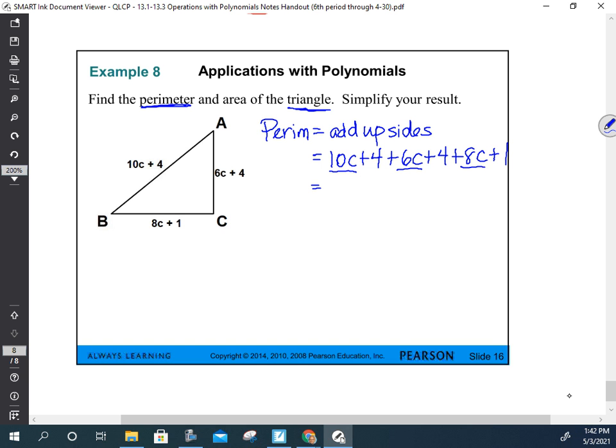10, 6, and 8, 24. 4, 4, and 1 is 9. That's your proof.